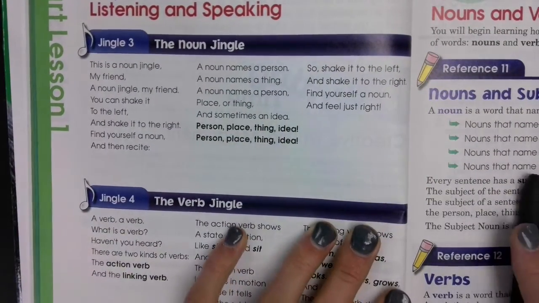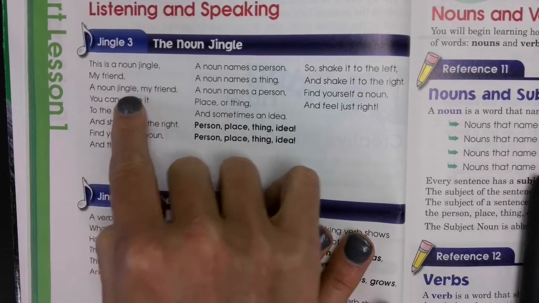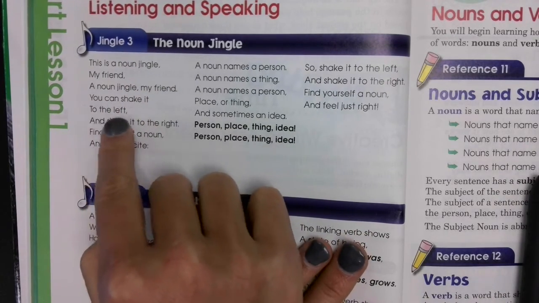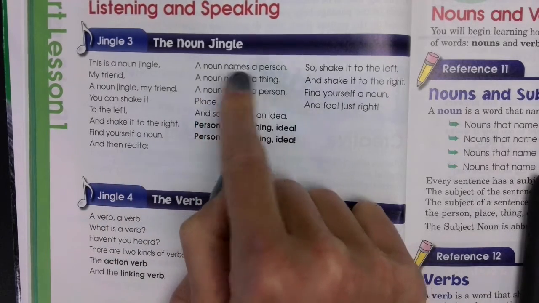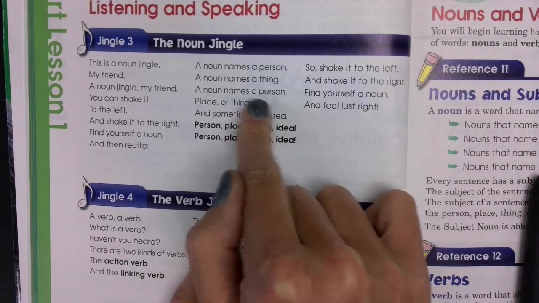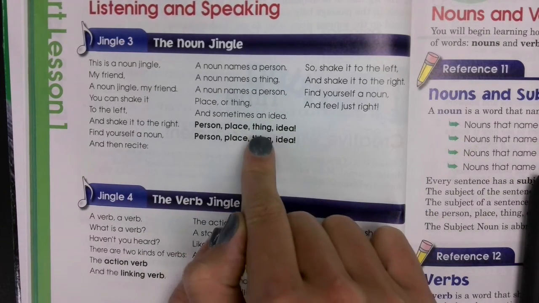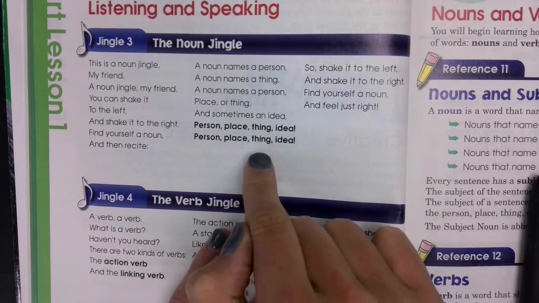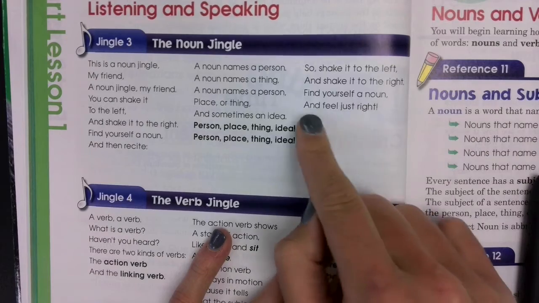Jingle 3, the noun jingle. This is a noun jingle, my friend, a noun jingle, my friend. You can shake it to the left and shake it to the right. Find yourself a noun and then recite. A noun names a person, a noun names a thing, a noun names a person, place, or thing, and sometimes an idea. Person, place, thing, idea, person, place, thing, idea. So shake it to the left and shake it to the right. Find yourself a noun and feel just right.